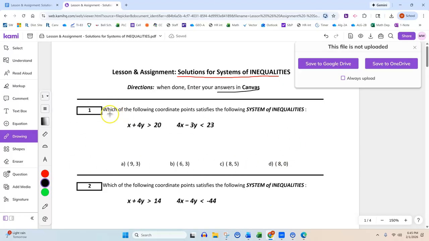So here's the first question. Let's go ahead and read it. Which of the following coordinate points satisfies the following system of inequalities? What that means is it is a solution, okay?